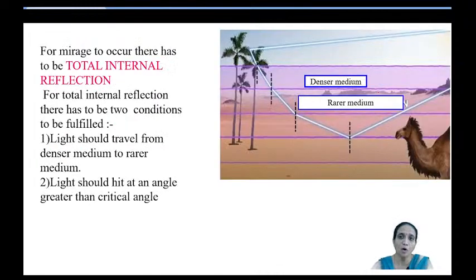For a mirage to occur, there has to be total internal reflection. And for total internal reflection, two conditions have to be fulfilled. Which are the two conditions? First one, light should travel from denser medium to rarer medium. Second condition, the light should hit at an angle greater than the critical angle. You will see over here, the sun's rays or the sunlight fall on this tree, which is an object.